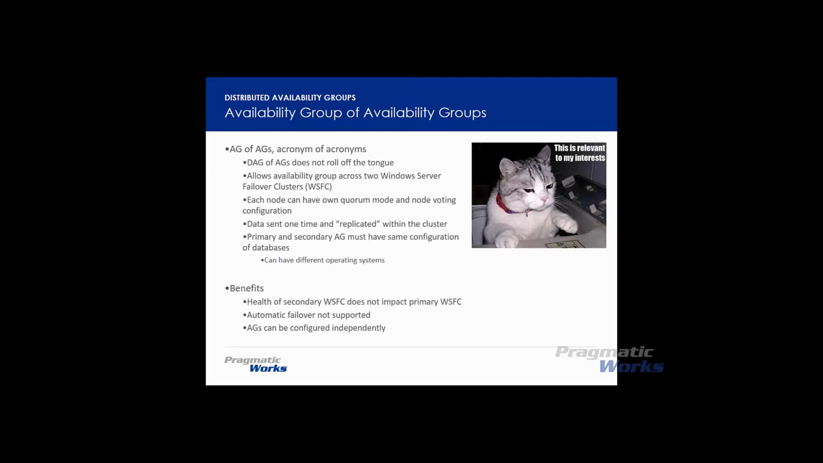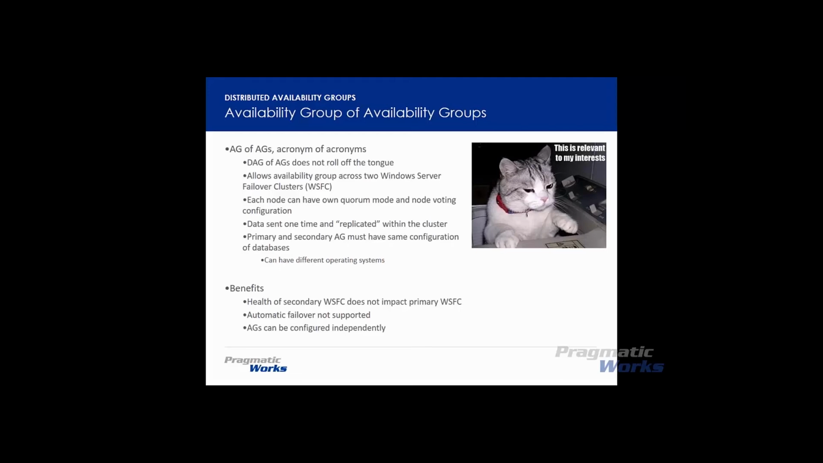So it is an availability group of availability groups. I tried to find a family-friendly slide with funny acronyms on it. I was unable, so here is a picture of a cat studying the AlwaysOn documentation intently. Some of the Microsoft documentation calls this a DAG, or a DAG of AGs. It doesn't roll off the tongue, but what's important to understand is that a distributed availability group is really an availability group of availability groups, and that's why I've titled the slide like that.